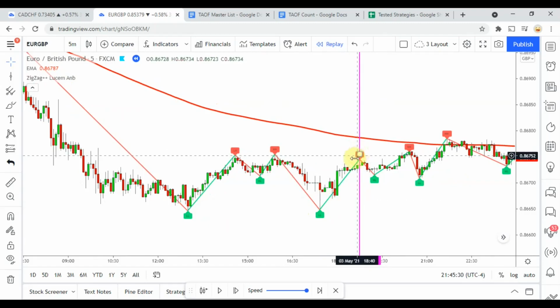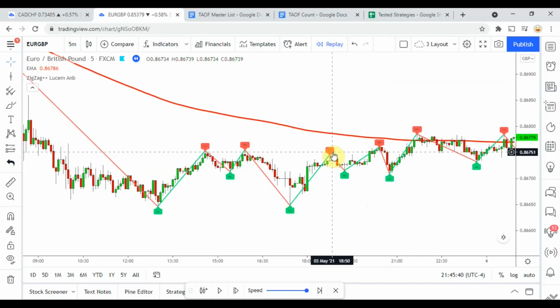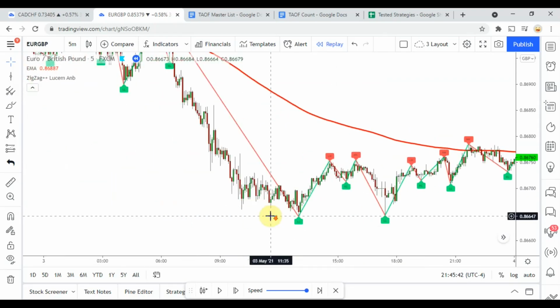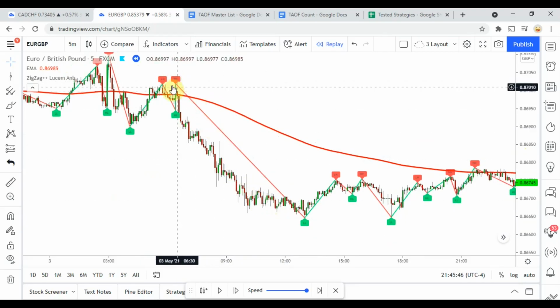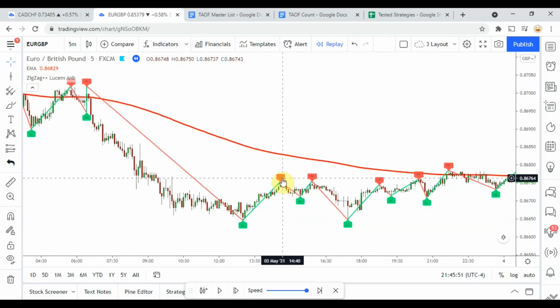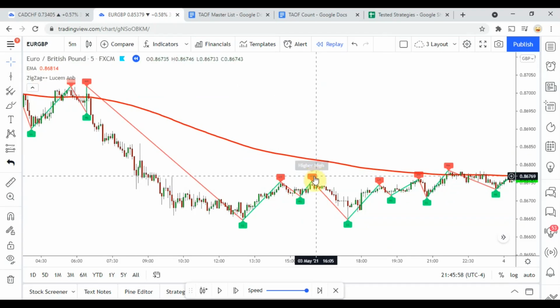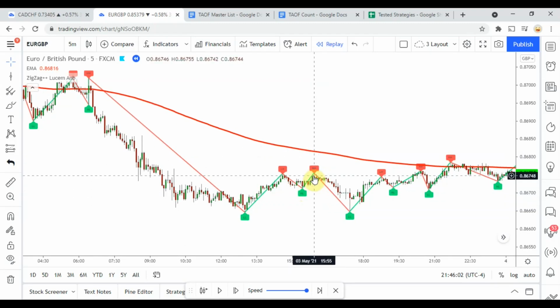This is what we're looking for here: for the zigzag to come up and create a lower high, like I have marked here in purple. Once it does that, the other criteria is that price action, on the last leg of the lower high, or I guess it would be a higher high technically, cannot have been above the EMA. And you see that this one is well below it.